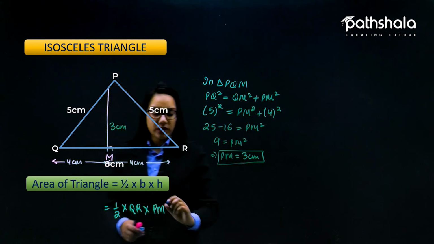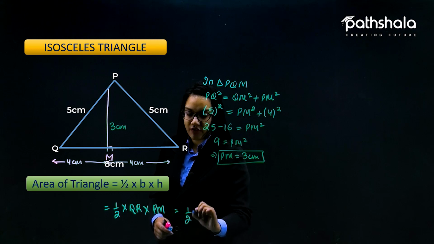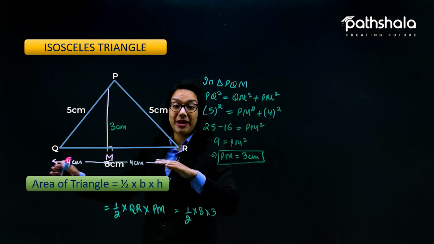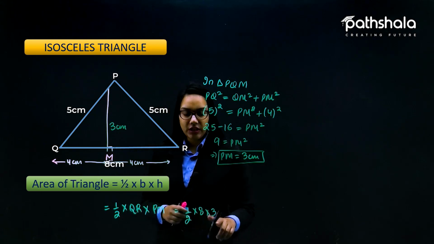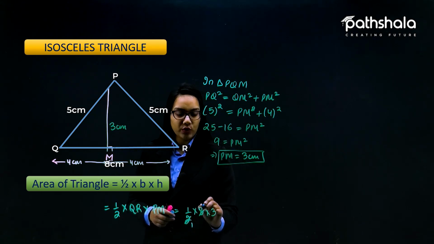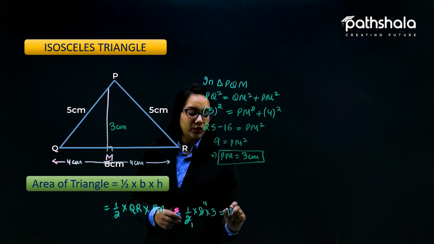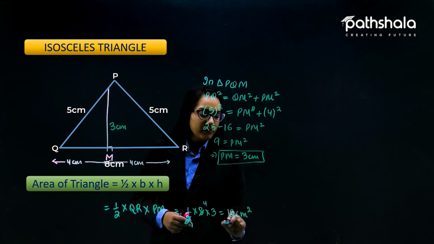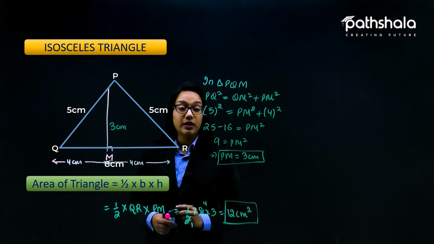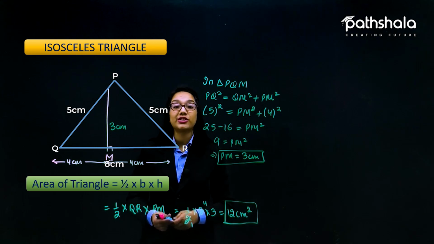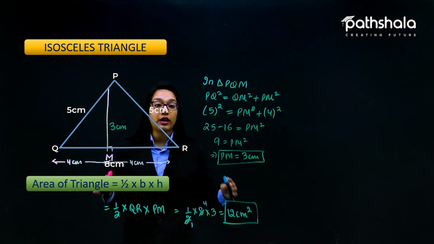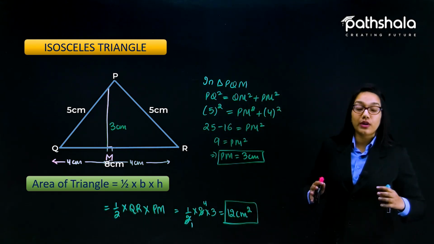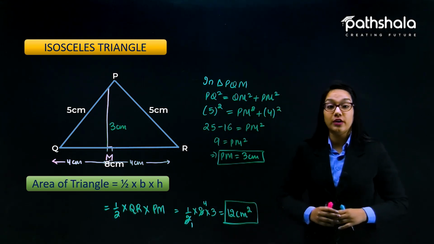So let's substitute all the values over here. The answer would be half into 8 into 3, because the total base is 8 and the height is 3. So 2 into 1 is 2, 2 into 4 is 8, so this is 4 into 3, that is 12 centimeter square. So this is the area of this isosceles triangle using the formula again, that is half into base into height. Now let's move on further towards a new condition.